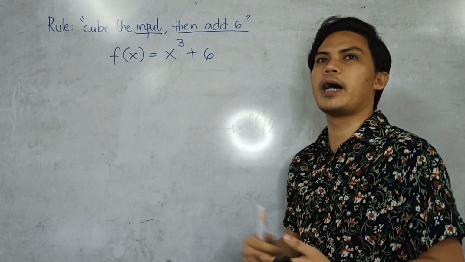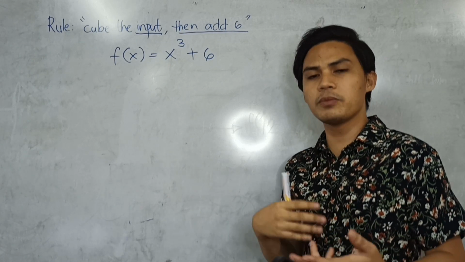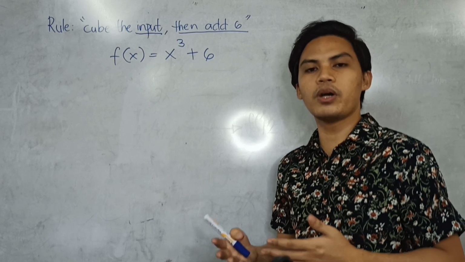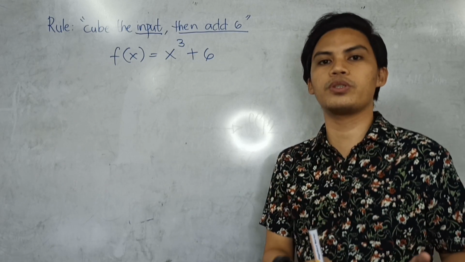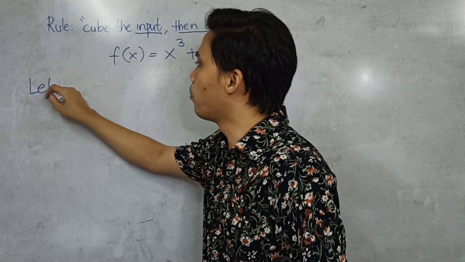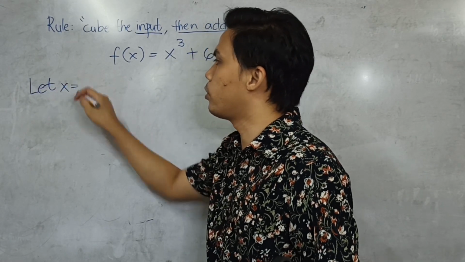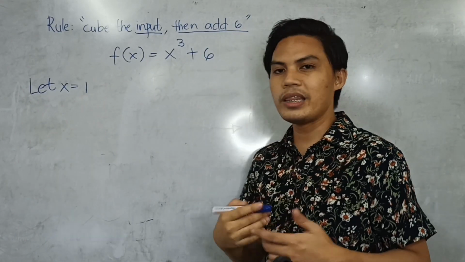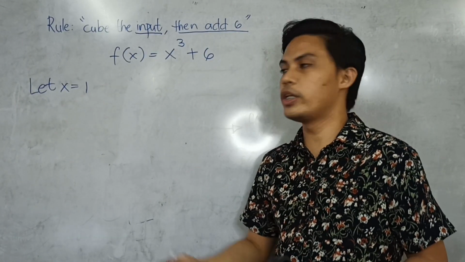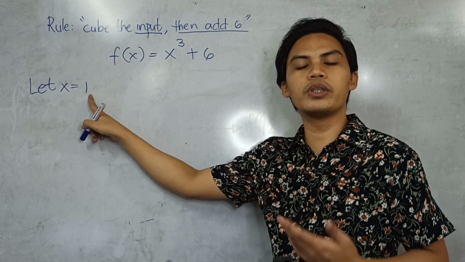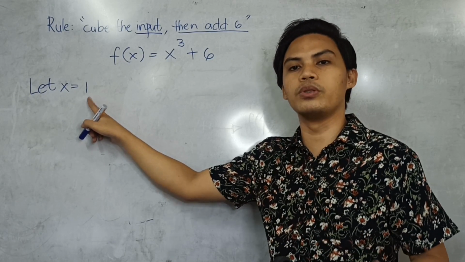Now, we have the rule, we have the notation. Let us try writing all the possible inputs, and pag nabigay natin yung mga inputs, ano kaya yung corresponding outputs? Okay. In this case, kayo bahala kung ano yung number na gusto nyong i-substitute. Halimbawa, let us say x is equal to 1. This would be our first input. Okay. Kung 1 yung input natin, ano kaya yung magiging output?